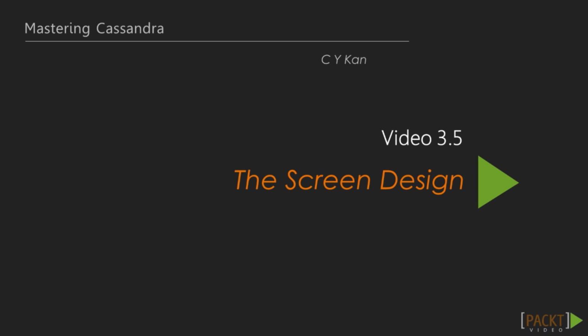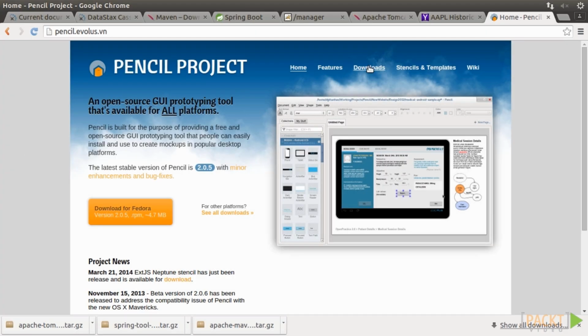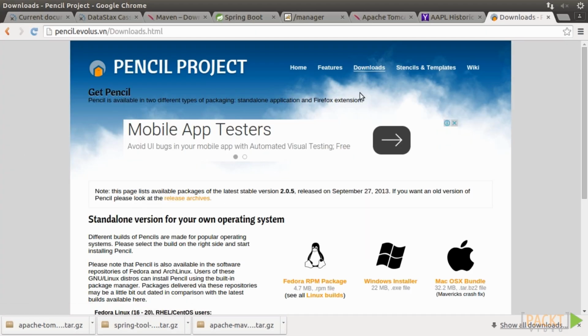Welcome to the last video of this section, Screen Design. In the previous sections, we focused on the back-end server design. In this video, we'll make some wireframe screen prototypes of the application. We'll use a very good prototyping tool called Pencil to build the wireframe screens. Pencil is built for the purpose of providing a free and open-source GUI prototyping tool that people can easily install and use to create mockups in popular desktop platforms.